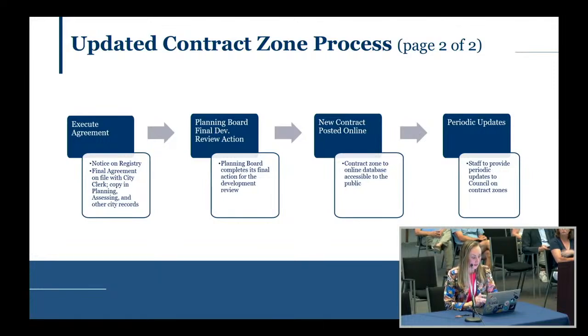Then the next step would be you do your final development review with the final contract zone with the planning board, akin to a final subdivision review process. And they would complete their final action for the development review, and then you can start your development. We would post that new contract online, and then we would provide periodic updates on monitoring and compliance.